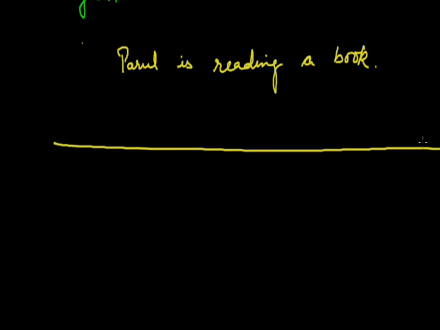Then now I will tell you why we use present continuous and where we use it. Okay, I want to explain it by one diagram. That is, Parul is reading a book. Parul is reading a book. Okay, now see how I tell you.